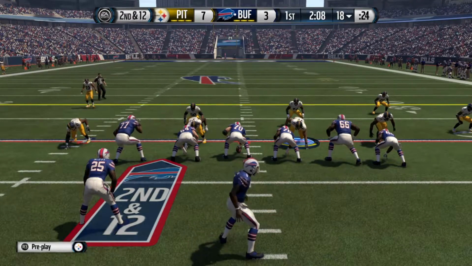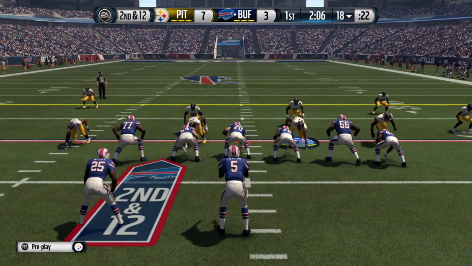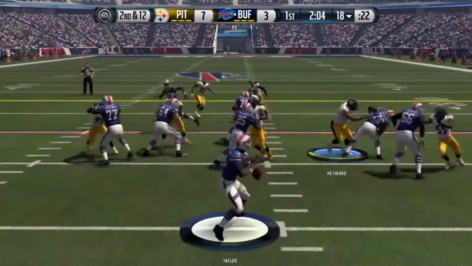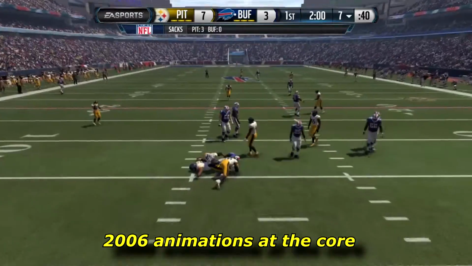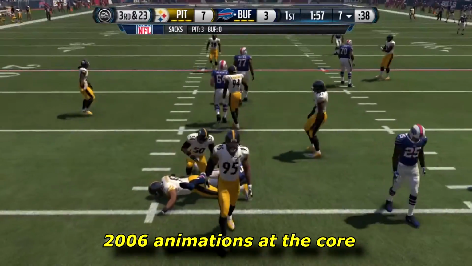That is the essence of our issue, that we're dealing with this old code, this old game that looks old in motion. The game doesn't even look like a next-gen product when it's moving around.